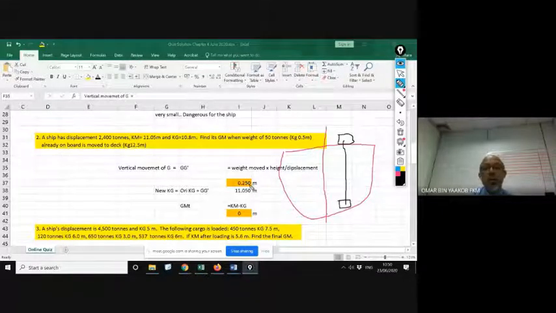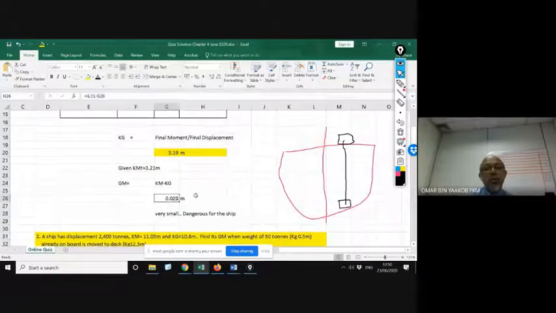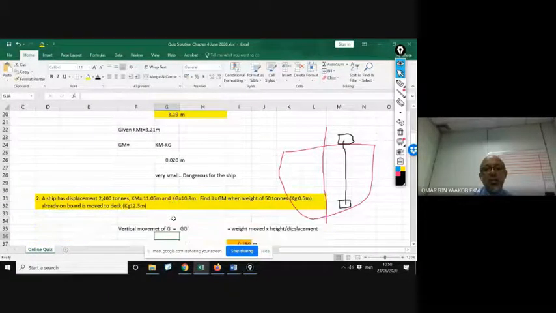So it's 0.25 meter. And you can get the new KG by adding the original KG 10.8 to 0.25, so 11.05. And that happens to be the same as KM. So GM is KM minus KG, so it is 0. We saw in the first question as well that the GM we got is very small, 0.02, which is very small, so dangerous for the ship. This one is even worse because it is 0.